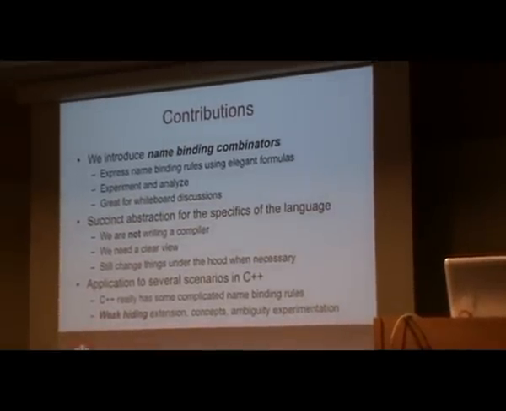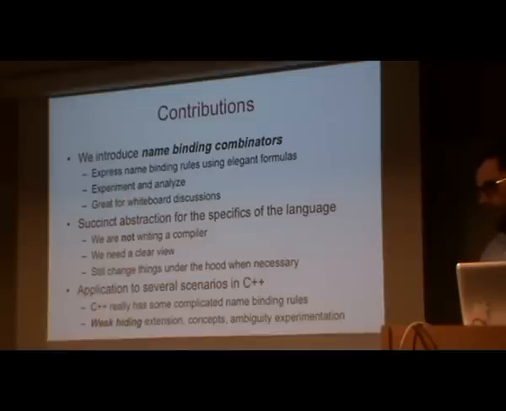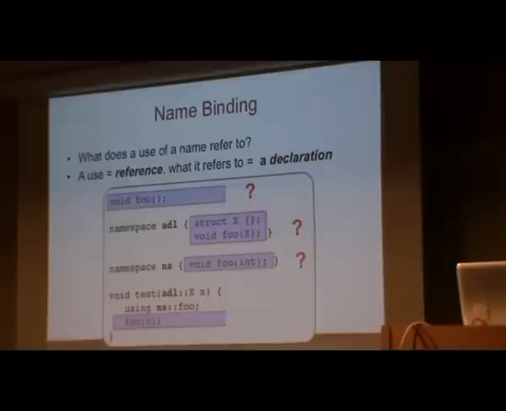I will show application to a couple of scenarios in C++, and C++ has some really complicated binding rules. We all know that C++ is really complicated in general, and so it's too bad, but we will look at some weak hiding extension to C++ concepts and ambiguity experimentation. Those are in the paper. I will not discuss them in detail here, but you can look them up later.